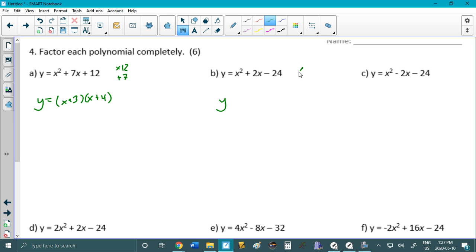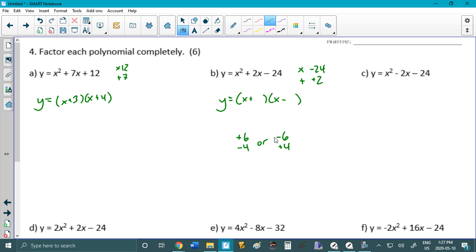All right, next one. We need two numbers that multiply to negative 24 and add to positive 2. So that means we know that we need x plus and x minus. And now we go through the numbers. So 1 and 24, we can't add those to get 2. 2 and 12, no. 24 divided by 3 is 8. 8 and 3 do not make 2. 24 divided by 4 is 6. Okay, so we know our numbers are either plus 6 and minus 4, or minus 6 and plus 4.